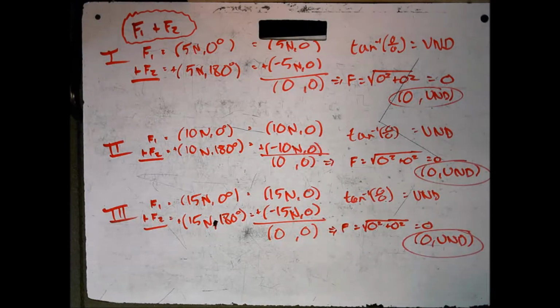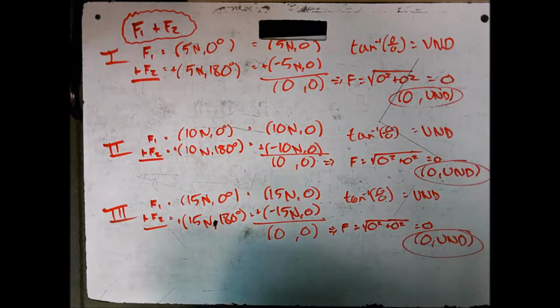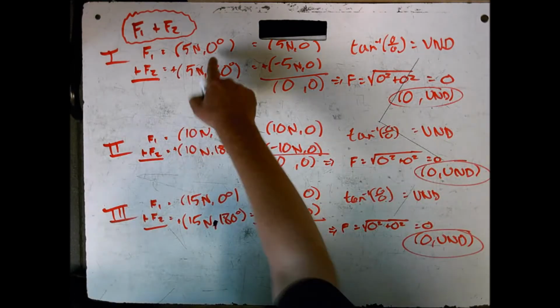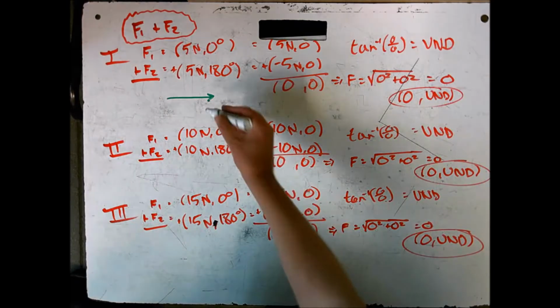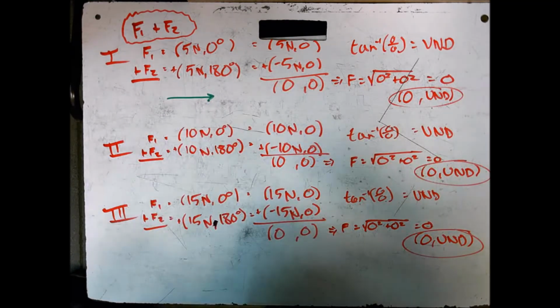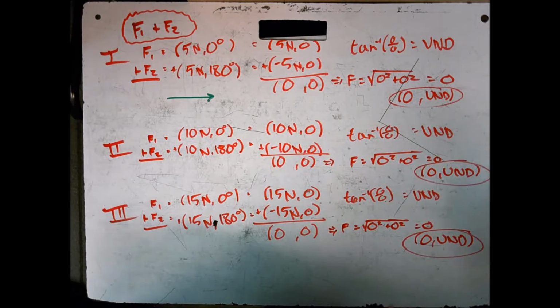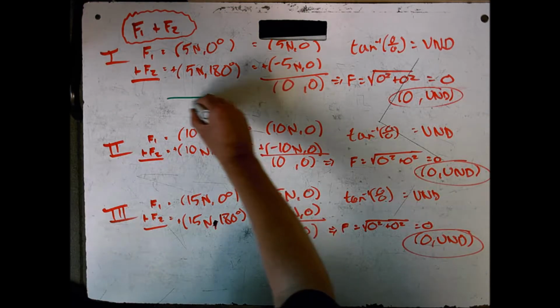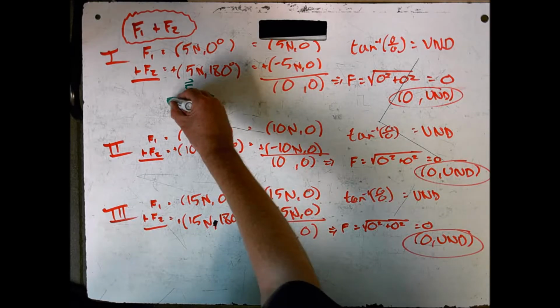So here's the results from one of the groups for activity 1. And I really like the way they laid out F1 plus F2, and they showed their work and everything. So F1 was 5 newtons at 0 degrees. So I'm just going to draw it. 5 newtons at 0 degrees. And then we added to it, F2 was measured to be 5 newtons at 180 degrees. Now it would have been nice to have it to the nearest tenth of a newton, but that's cool. So here's F1 plus F2.